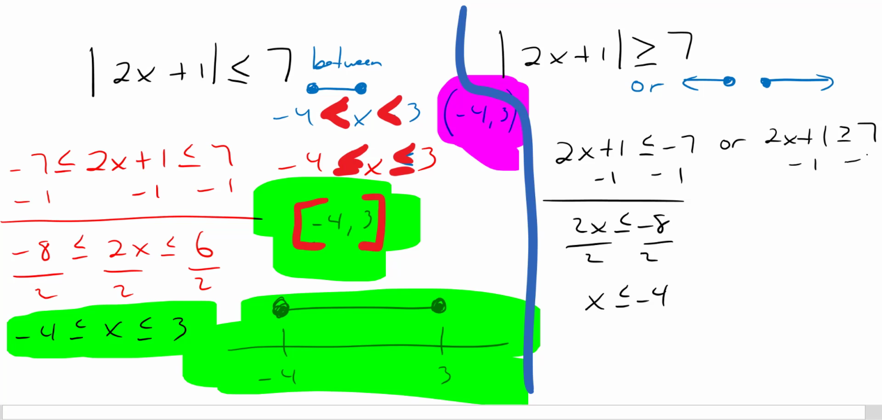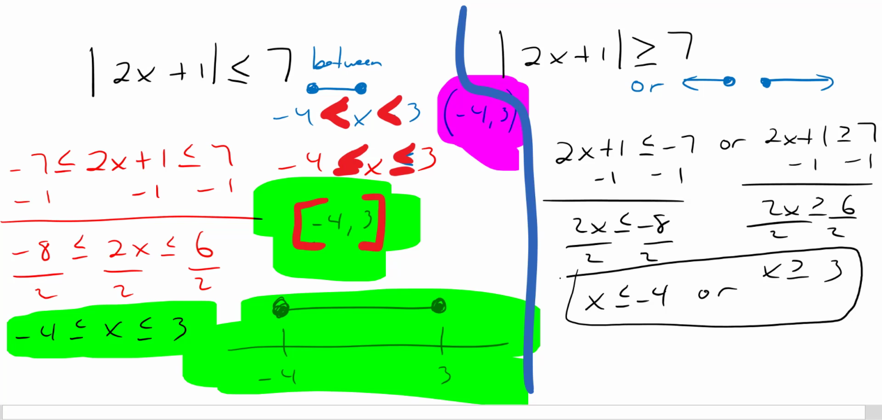This one, subtract 1 from both sides. So 2x is greater than or equal to 6. Divide by 2. X is greater than or equal to 3. So it's an or in between. So that's the answer. It's between those two values. Okay?